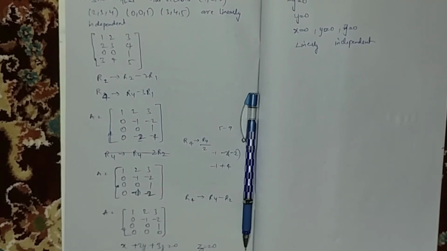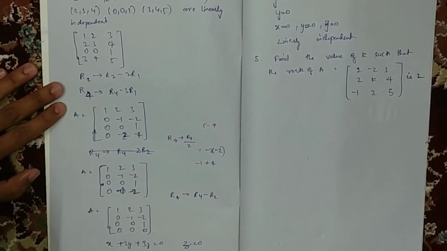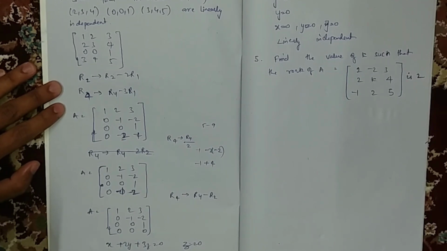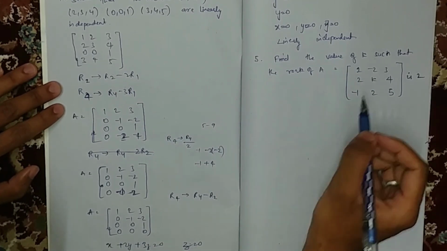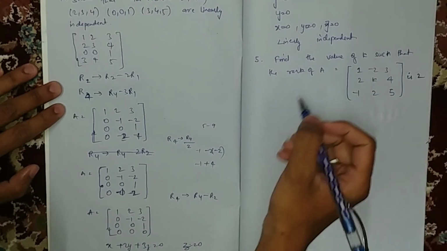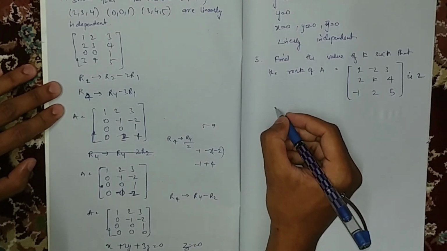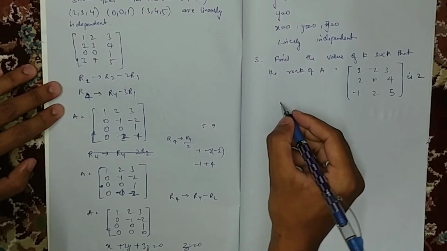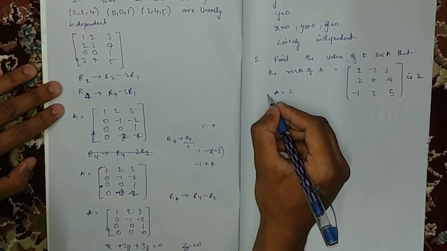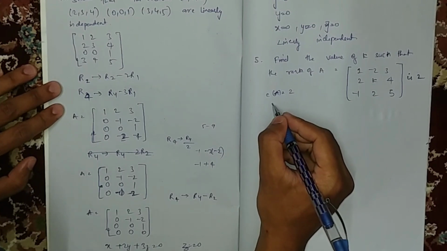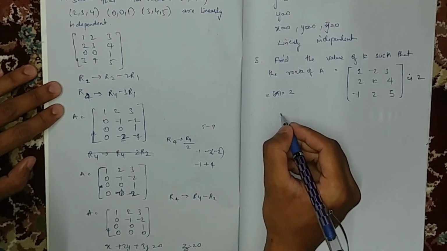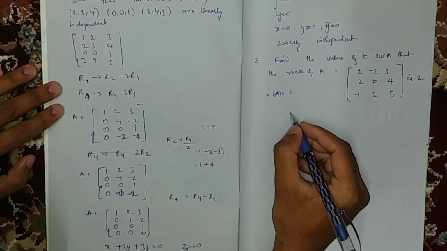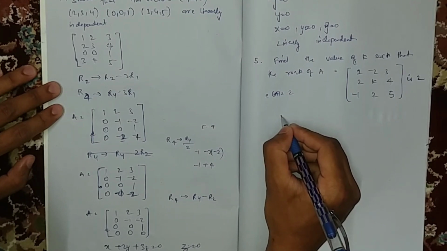Solving the next question. The fifth question is to find the value of k such that the rank of A is 2, where the matrix is 1 minus 2 3; 2 k 4; minus 2 minus 1 2 5. So the rank of A is 2, which means you need to find the determinant of A.